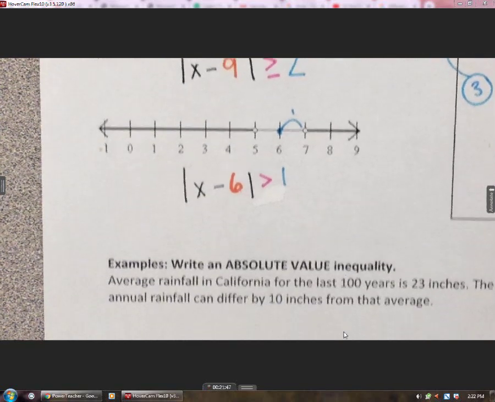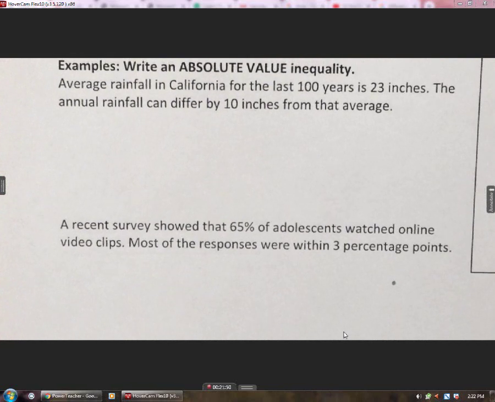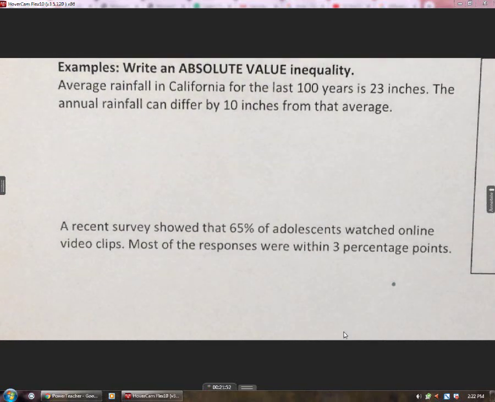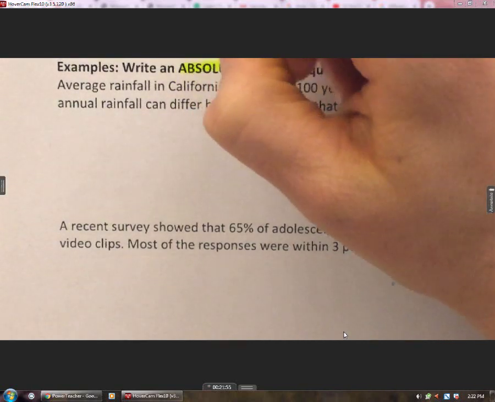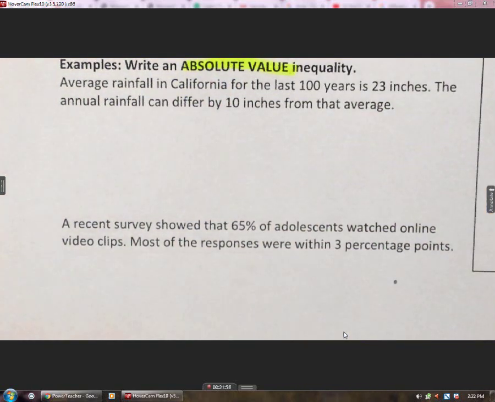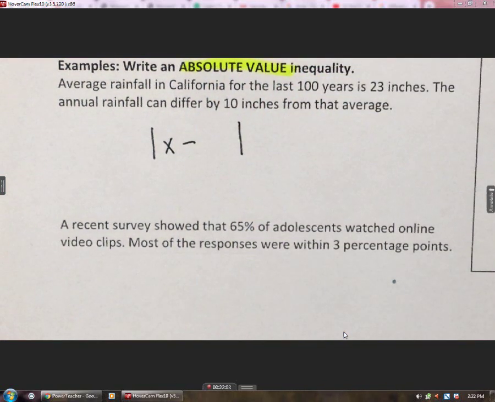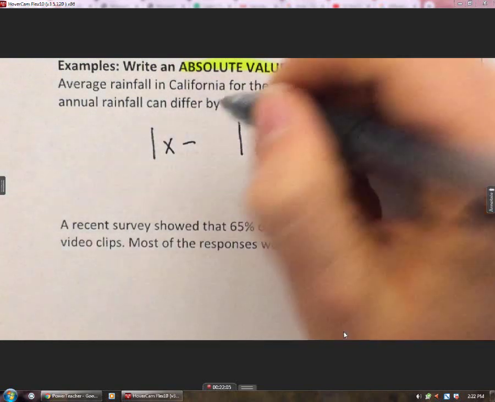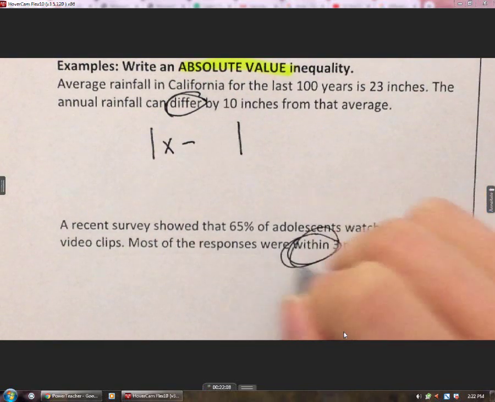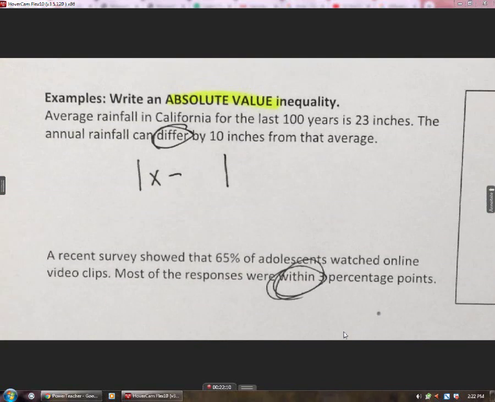Sometimes you get some story problems, and they want us to write an absolute value inequality. This is going to be just like the normal line ones. These problems, when they're word problems like this, they're using the word differ or within. Differ or within is talking about and. It's like talking about between. So these problems will always be less than or equal to for word problems.